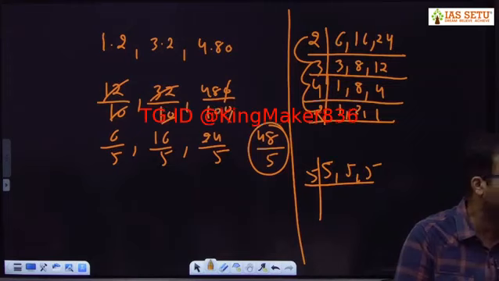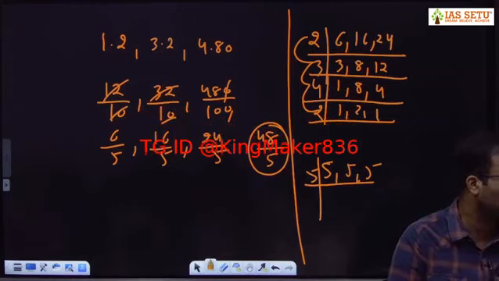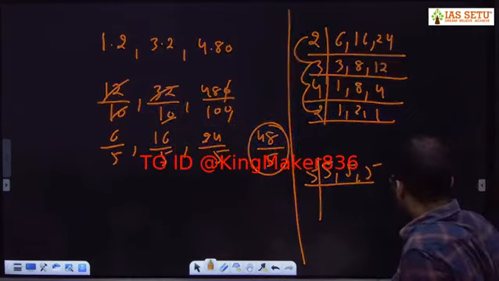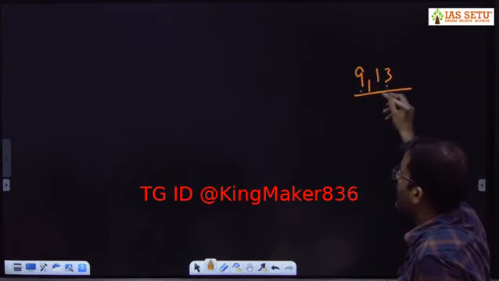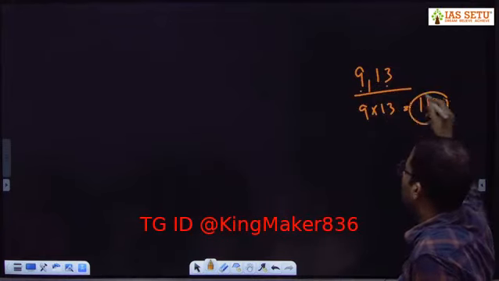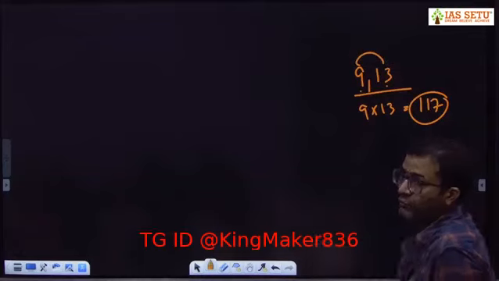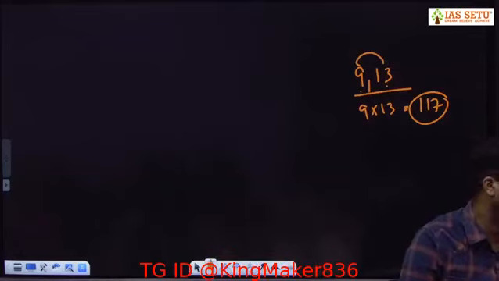For the online students: if given numbers are co-prime, their LCM is the product. Like 9 and 13. These are co-prime. So if it is asked what is the LCM of 9 and 13, you multiply, 117. But if you don't know the concept of co-prime, then you have to cover your previous lecture.